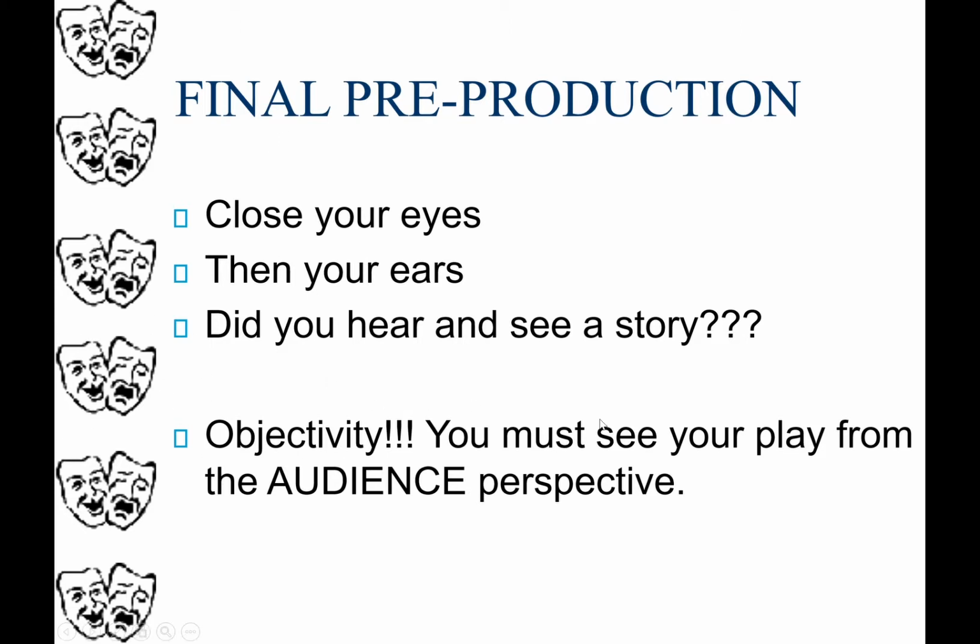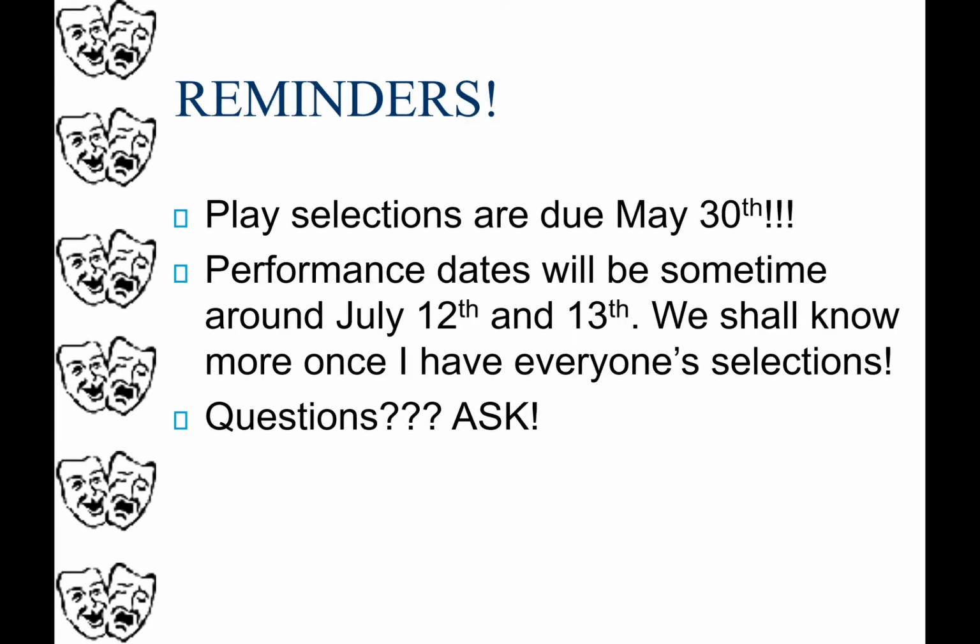Objectivity. You must see your play from the audience perspective. The biggest mistake early directors make is that they're like, I'm here for the actor. I'm here to make the actors feel comfortable, and so on. You are not there for the actor. You are there to use the actor to make the actor's work expressive so that an audience can see a clear and concise story. Your first and foremost job is to stage the story for the audience.